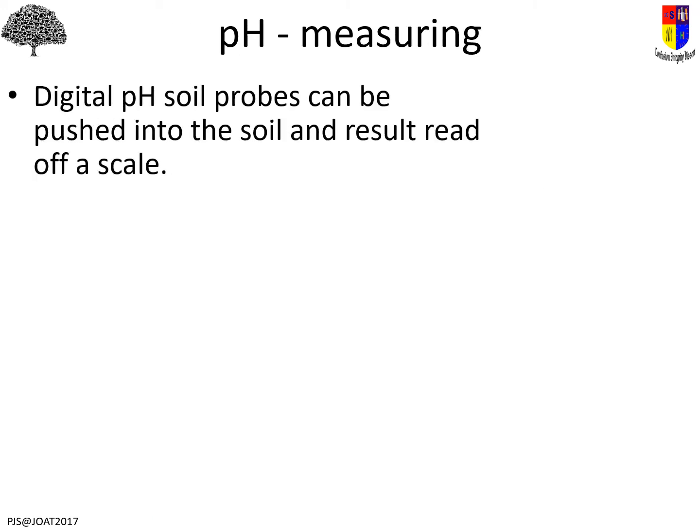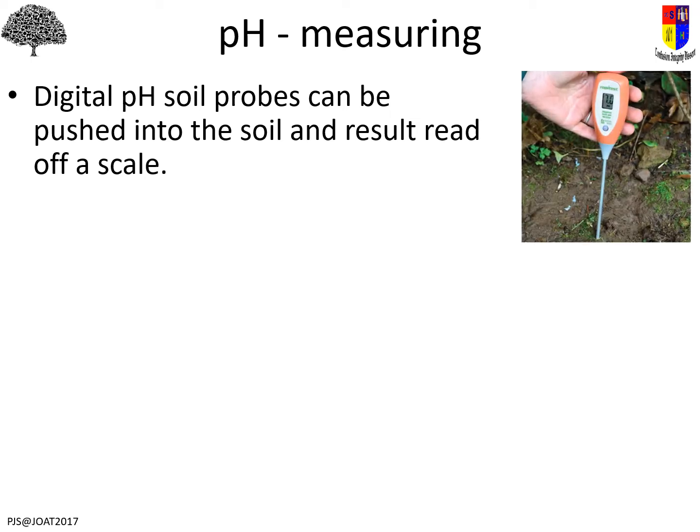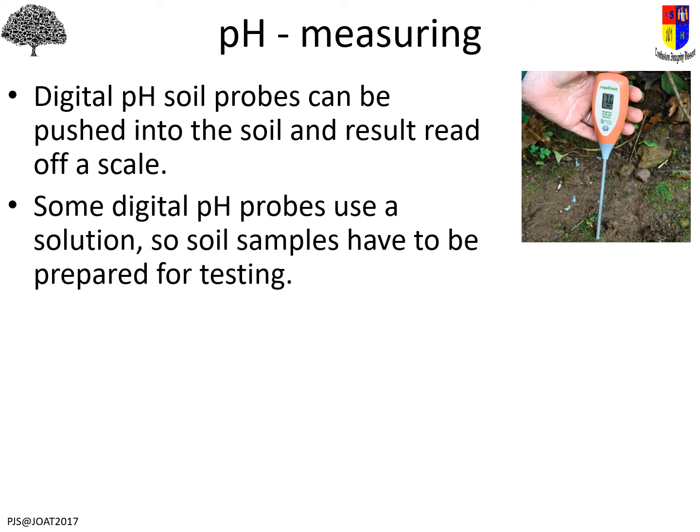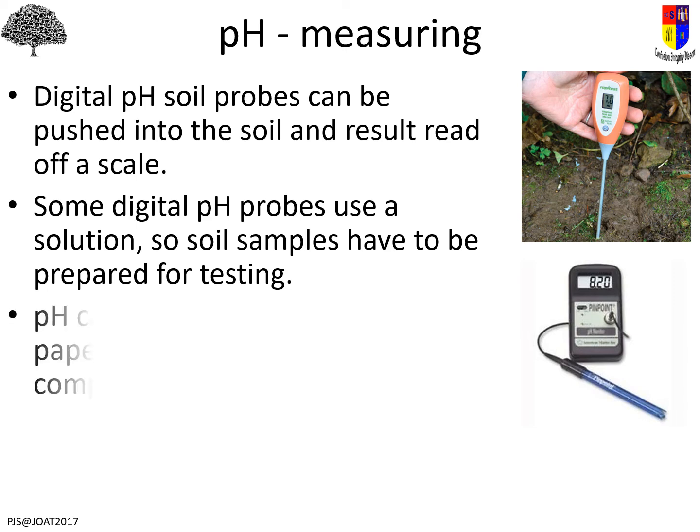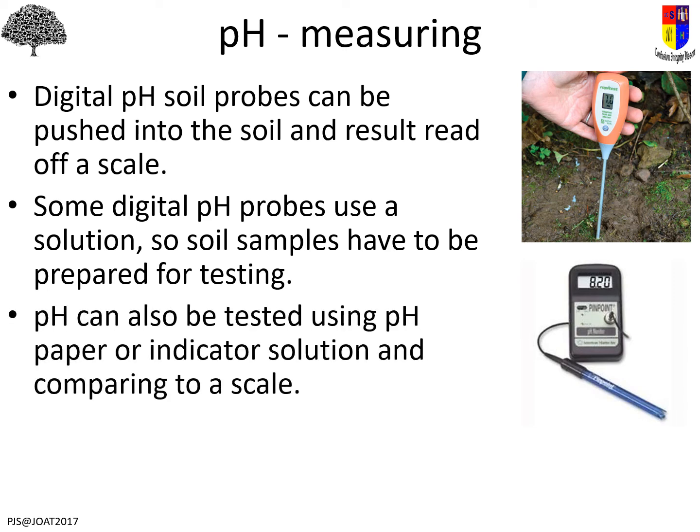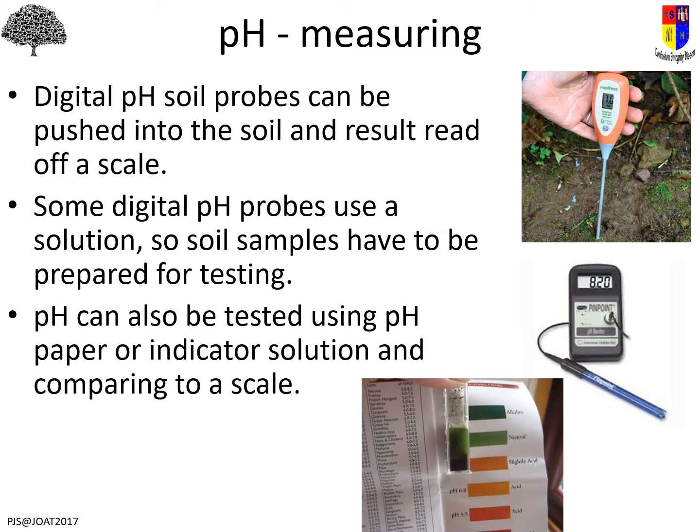pH, we're going to use a range of different things here. You either use a probe, which looks very similar to some of the other ones we've got. You've basically just got a bit that you push into the soil and then you read it off. Some of them have to be in a solution, so you might need to put the soil sample in and prepare it for testing. And then you can use slightly lower tech stuff. You could use pH paper or indicator solution and then you put it next to a scale. You buy kits like this for testing your soil at home if you're gardening.